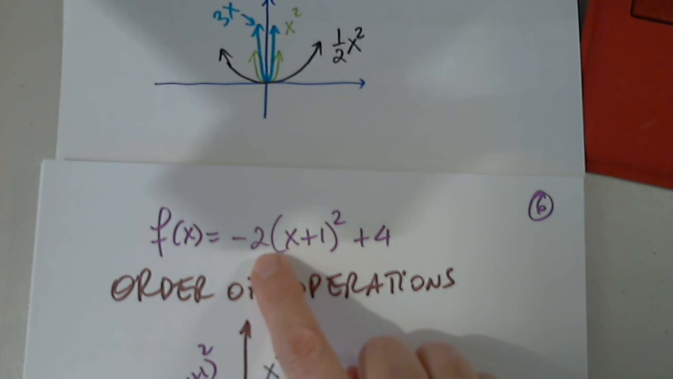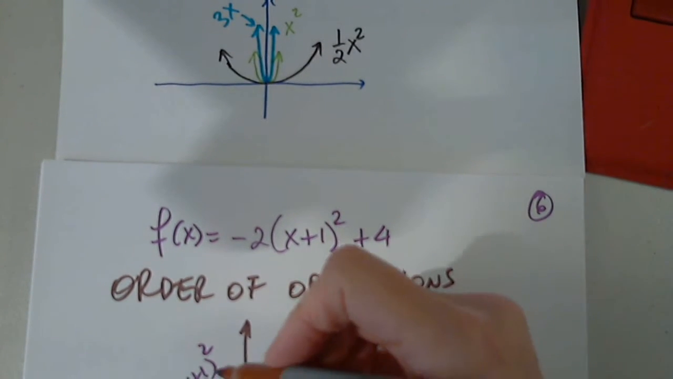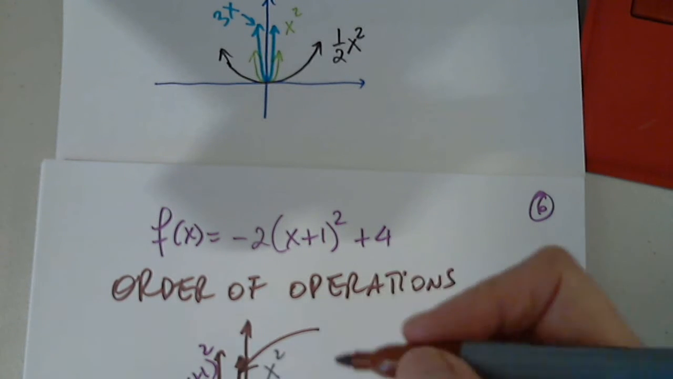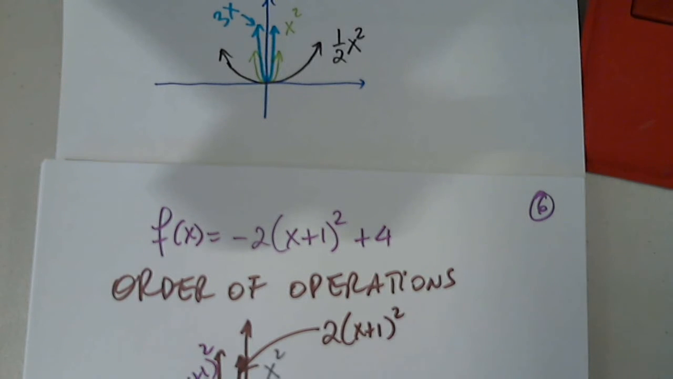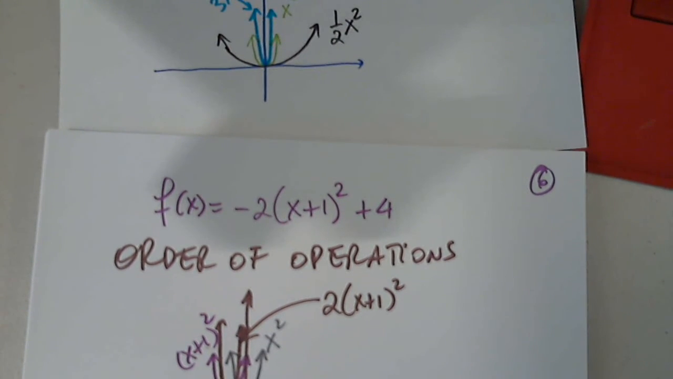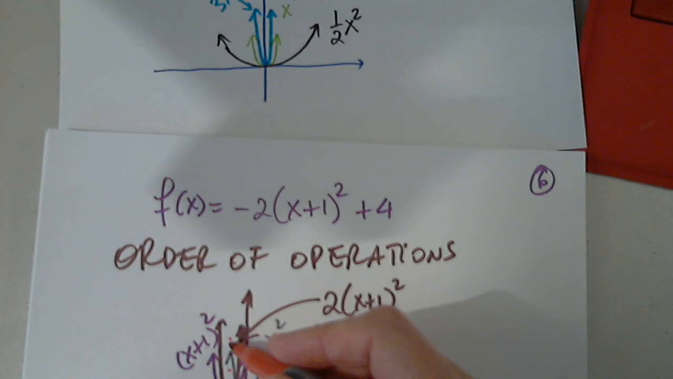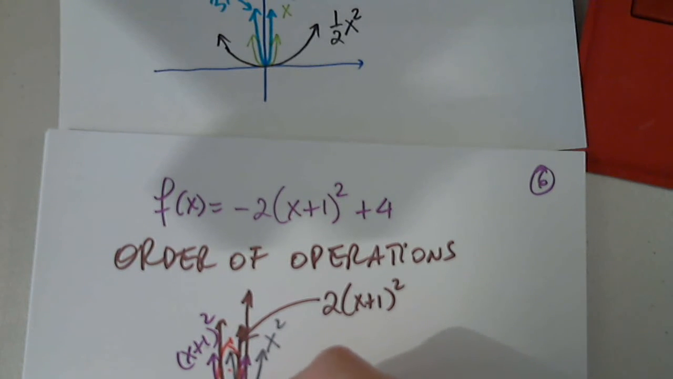Then I have to stretch the graph by a factor of 2. Fine. I'm stretching the graph by a factor of 2. So this one is 2 times (x plus 1) squared. Then, of course, I will flip the graph. Here's the flipped graph, the negative 2 times (x plus 1) squared. And now the entire graph moves up 4. 1, 2, 3, 4. Here's the graph. So this is the final graph.